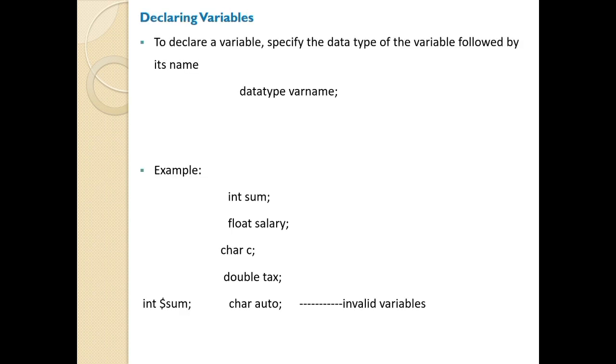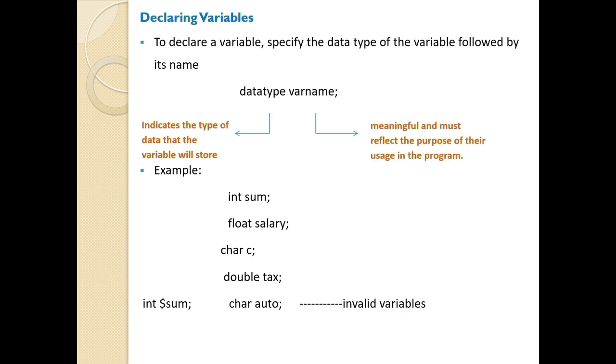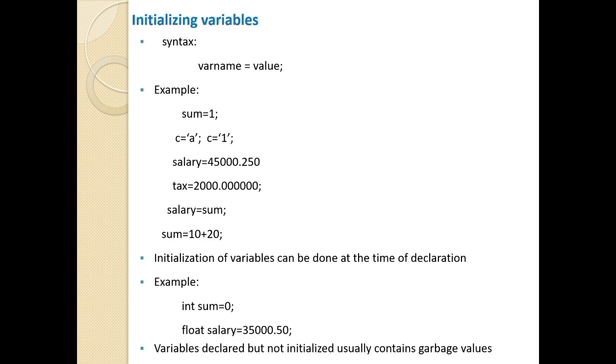Declaring variables, for example, float sum, like this. int, $sum, char, auto: these are invalid variable names. This indicates the data type that the variable will store. This is the meaningful name given to store the variable. These are a few examples of initializing the variable.